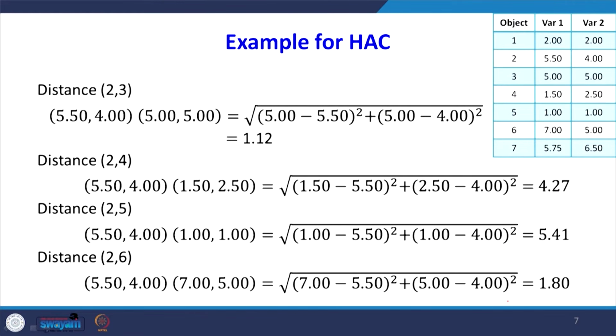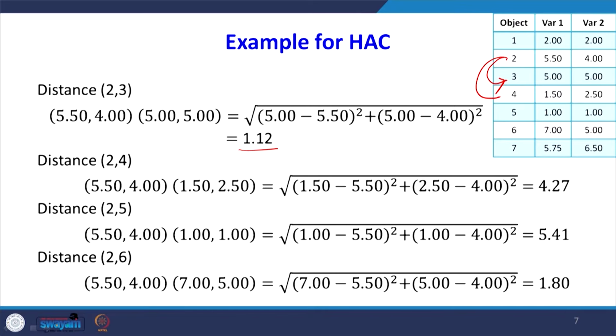Now, we have done 1 versus all the points. Now, we go to 2 versus 3, the distance between 2 and 3. The position of 2 is 5.5 comma 4, and 3 is 5 comma 5. So, the distance is 5 minus 5.5 whole square plus 5 minus 4 whole square, that is 1.12.